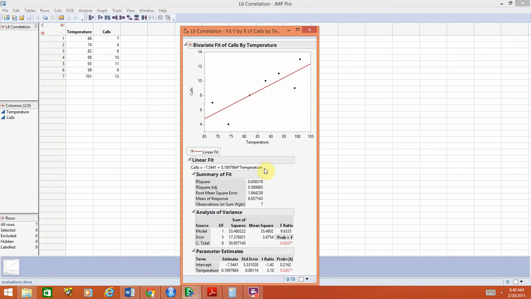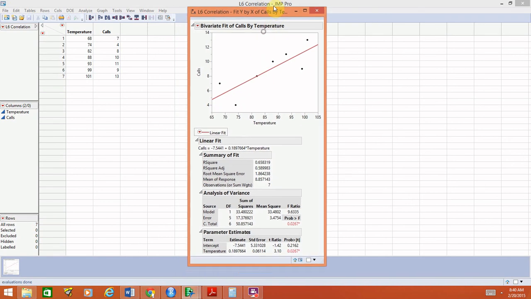And JMP is kind of nice because they actually will tell you what the regression line is. It tells us that calls, which is our Y variable, is negative 7.54 plus roughly 0.19 times the temperature. So it actually gives you the equation of the regression line. Realize that for an exam, I'm not going to give you that, but I want you to be able to find those numbers from the rest of the JMP output.